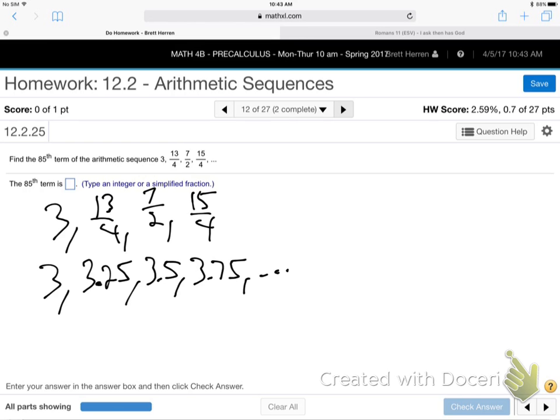Yeah, so get the general formula, and then find the 85th term. So if you want to get to the 85th term, how many jumps? 84 jumps, huh? Getting the idea? You want to just logic it. But you can use the general formula. That'll work too.